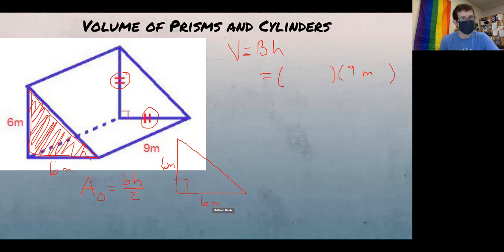All right, is that making sense? So now we can actually plug this in and find our area. 6 meters times 6 meters divided by 2 gives us a volume of what? 18 meters squared. We have to start by solving for the area. And once we have the area, we can plug it into this formula right here.